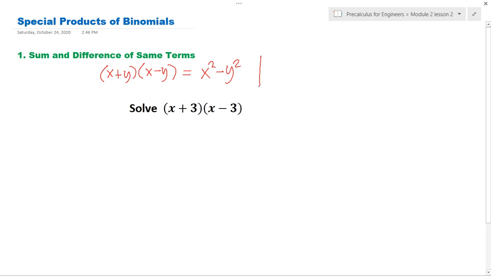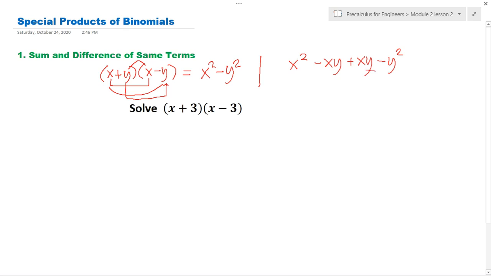To prove this, we distribute this one. So apply FOIL method. So first, x and x. So we have x squared. Then the outer and the inner. So outer x times negative y. So we have negative xy. Inner y times x. We have positive xy. The last, we have y times negative y. We have negative y squared.